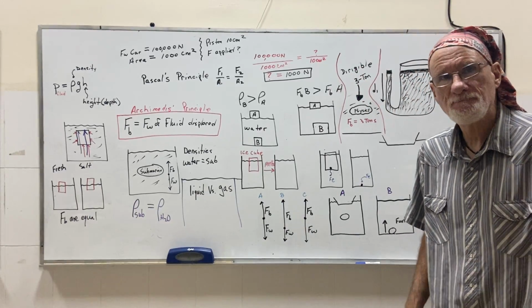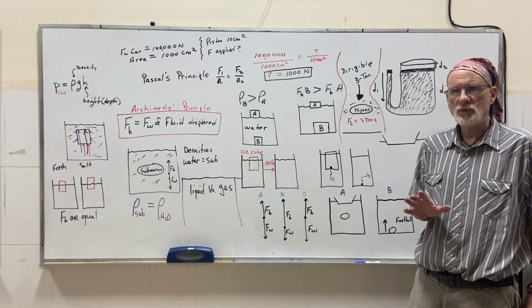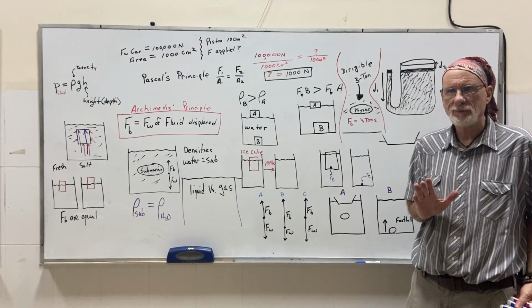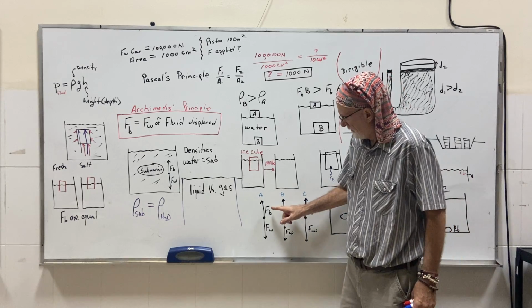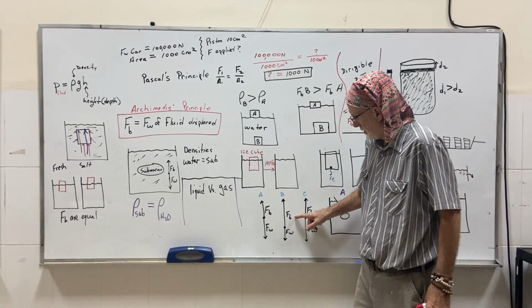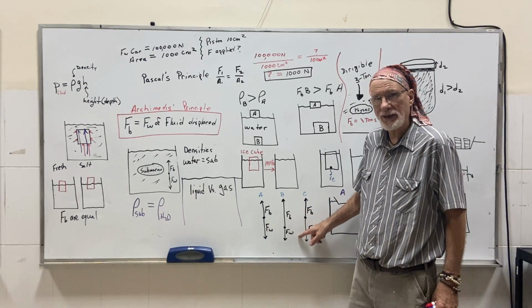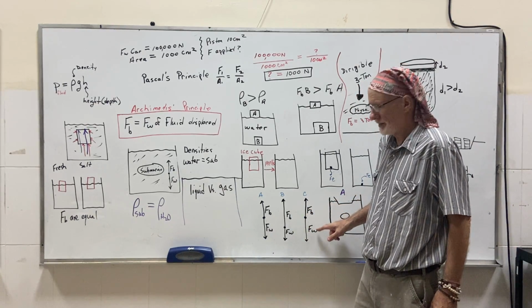Number 3. All right, so I just want to do this again. So you have 3 scenarios. The buoyant force is equal to the weight. The buoyant force is greater than the weight. The buoyant force is less than the weight.